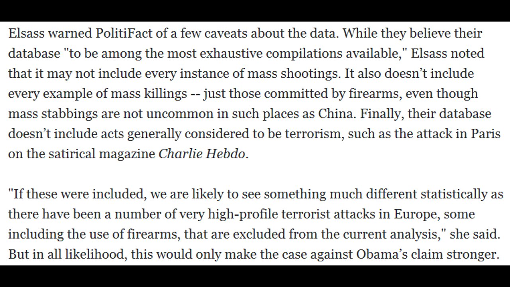Next, they say this: Alsace warned PolitiFact of a few caveats about the data. While they believe their database to be among the most exhaustive compilations available, Alsace noted that it may not include every instance of mass shootings. It also doesn't include every example of mass killings, just those committed by firearms, even though mass stabbings are not uncommon in such places as China. Finally, their database doesn't include acts generally considered to be terrorism, such as the attack in Paris on the satirical magazine Charlie Hebdo. "If those were included, we are likely to see something much different statistically, as there have been a number of very high-profile terrorist attacks in Europe, some including the use of firearms, that are excluded from the current analysis," she said. "But in all likelihood, this would only make the case against Obama's claim stronger."